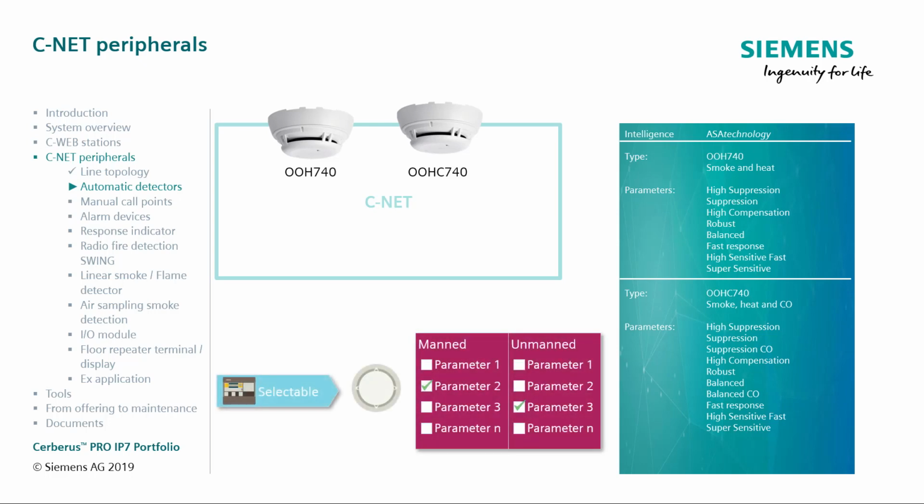Those two detectors have a number of ASA technology parameters built in. You can select the required parameter set for manned or unmanned mode in the Cerberus engineering tool or via the PMI.